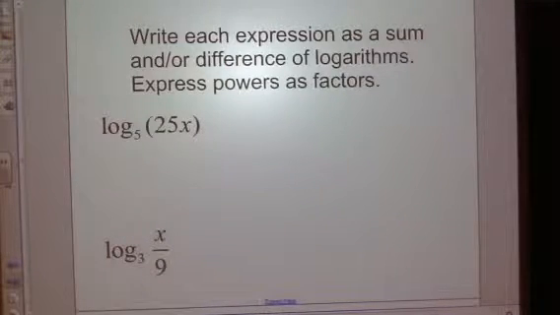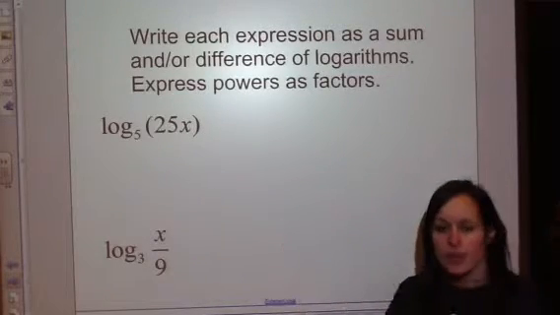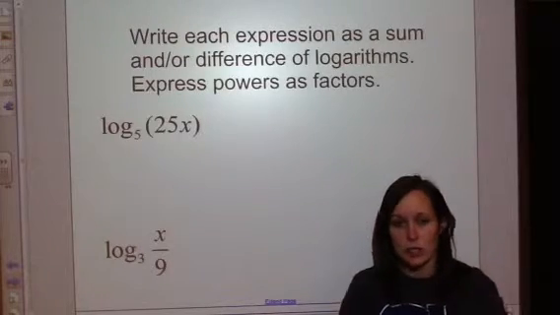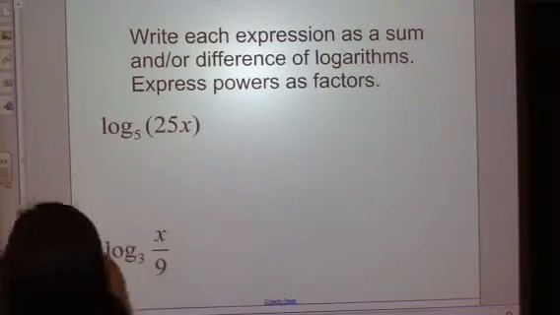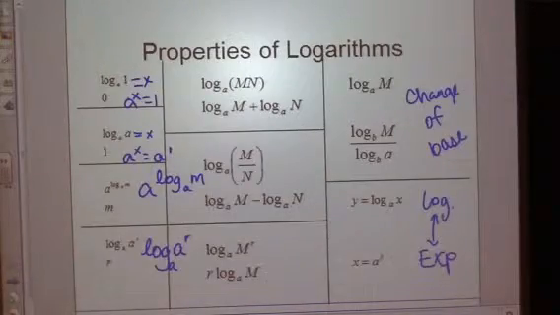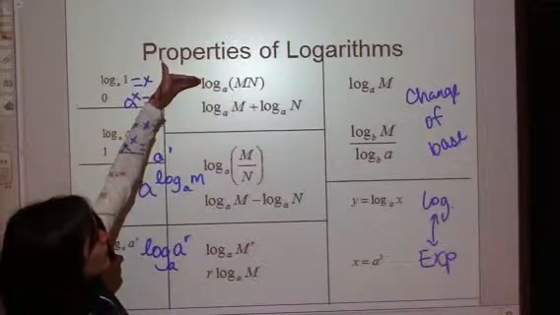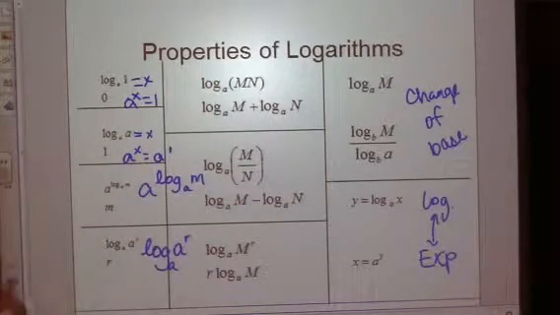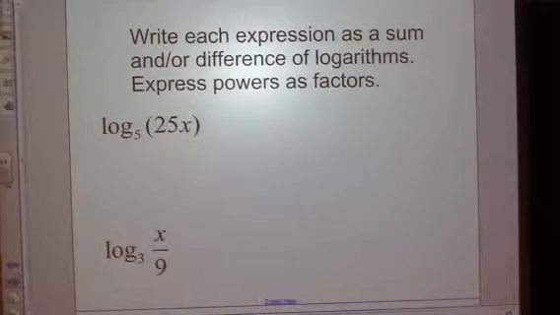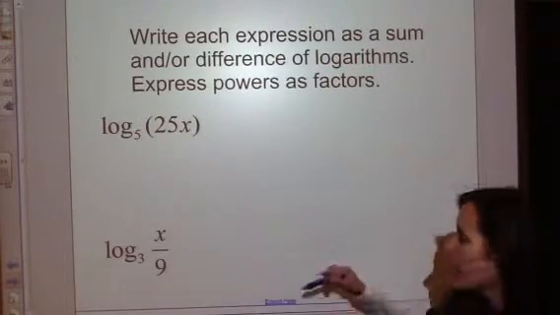Alright, write these expressions as a sum and/or difference of logarithms, expressing powers as factors. So this is going to fall in that middle row of properties. If I look back at those properties, it's ways to rewrite, to expand it out. So we're going to be going from the top to the bottom, or this one to that one, or that one to that one. So if we look at these problems, we have log base 5 of 25 times x.